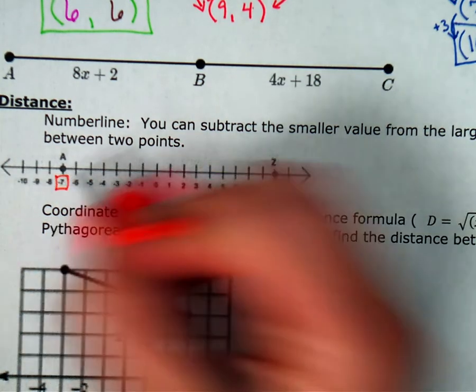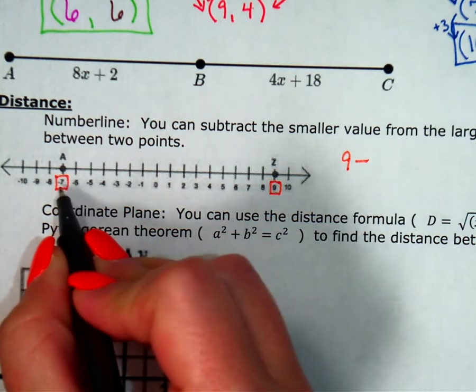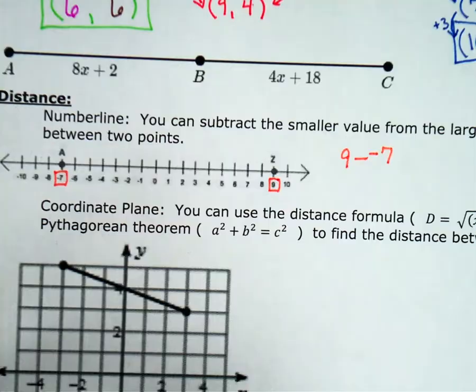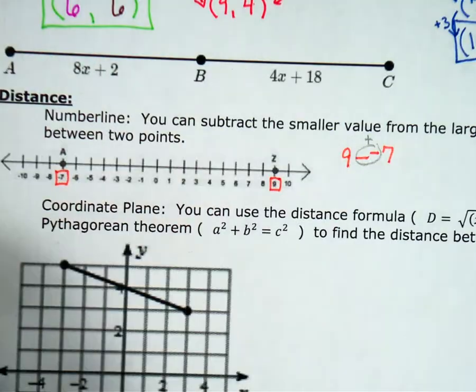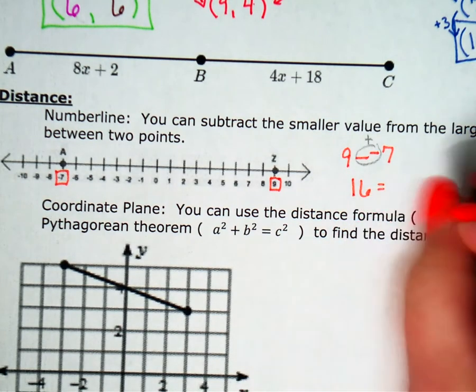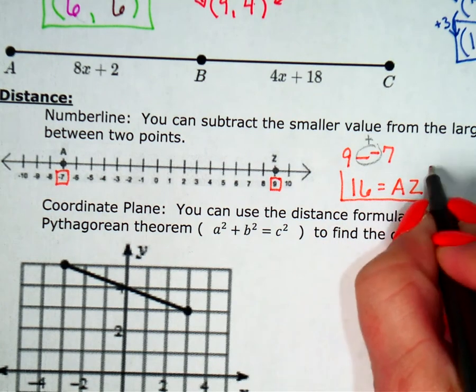But if you want to do it mathematically, you're going to take your larger value, which between 9 and -7, 9 is definitely bigger, and then you're going to subtract from that the smaller value, and my smaller value here is a -7. Remember, your double negative really turns into a positive, so 9 plus 7 is 16. So 16 is the distance from A to Z, 16 units.